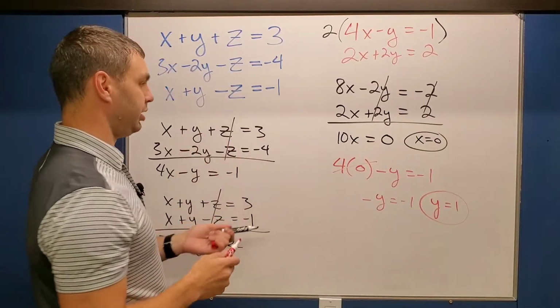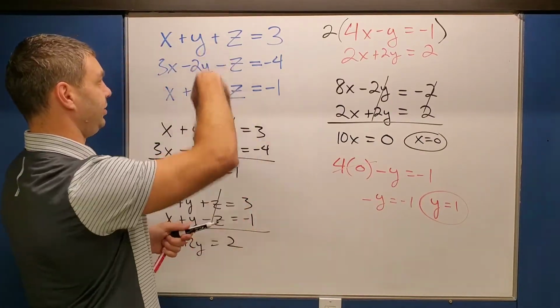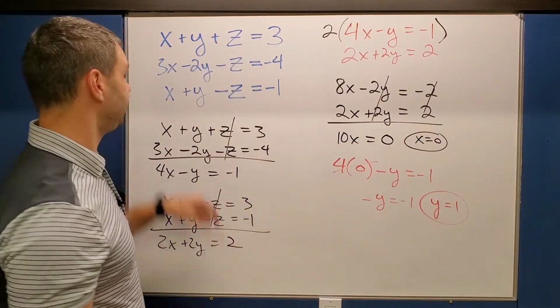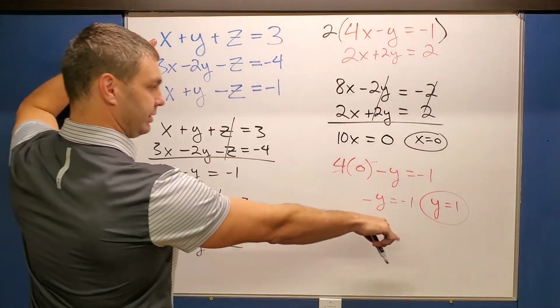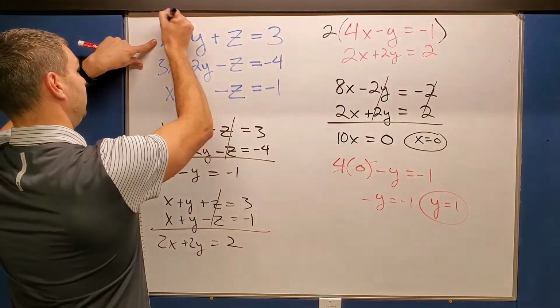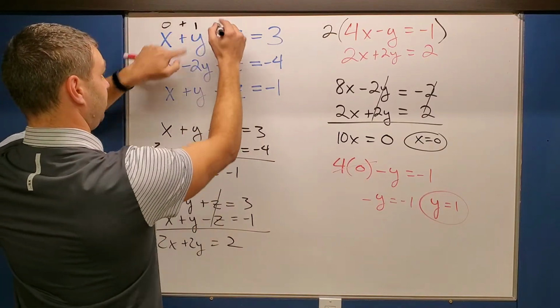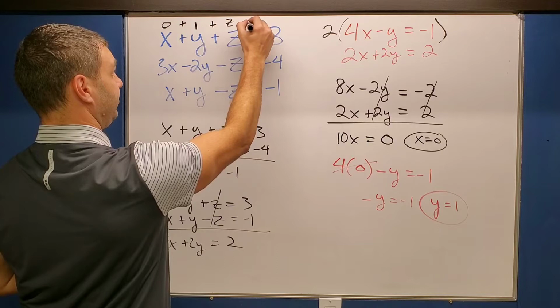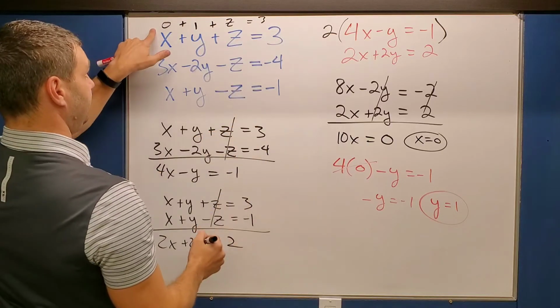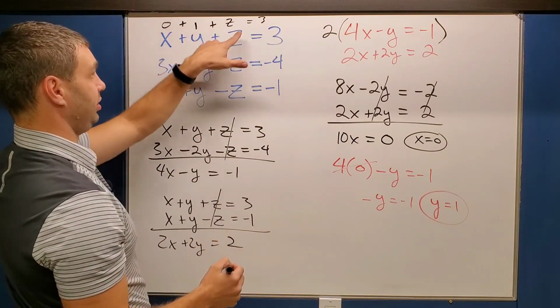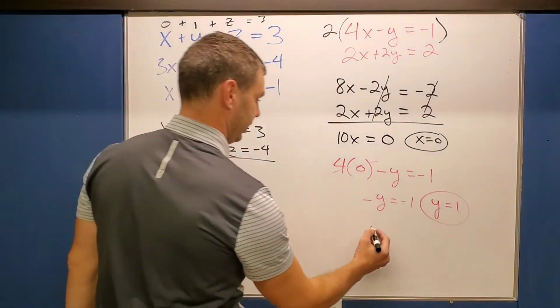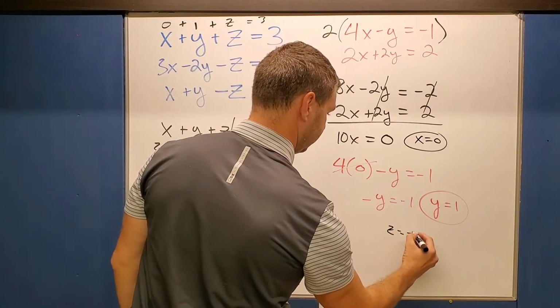Now I need to plug both of those, x and y, into any of my 3 originals, and I think the easiest one to do that is probably the top one. If I replace the x with 0 and the y with 1, and add these together, 0 plus 1 plus what, call it z, equals 3. Well, I need this to be a 2. 0 plus 1 plus 2 would equal 3. So I think z has to equal 2.